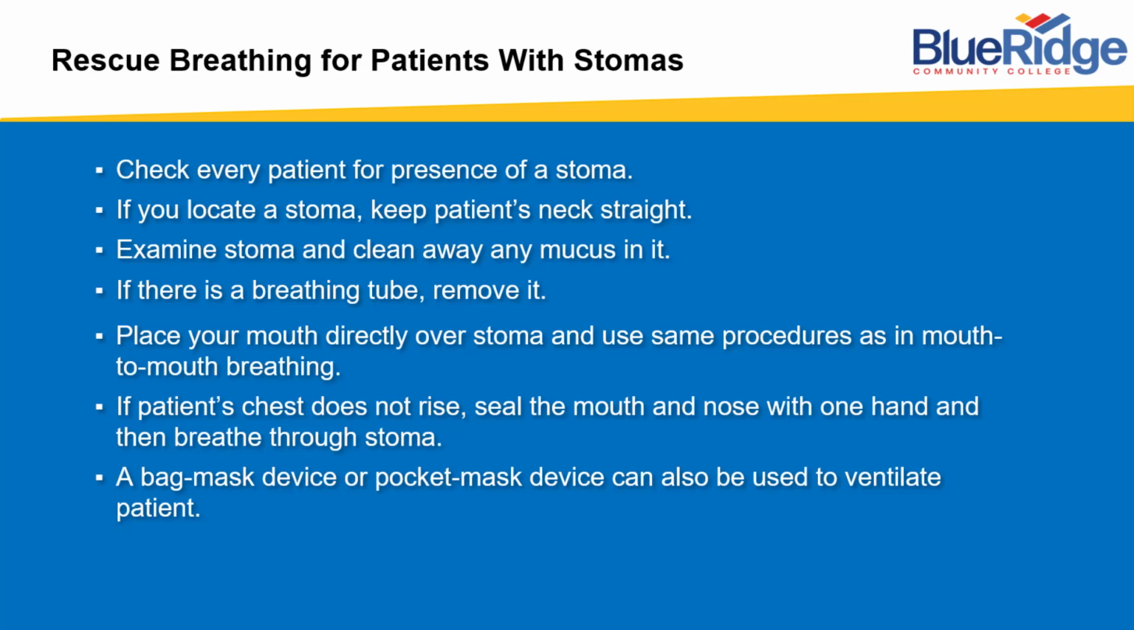It's always going to be on the front of the neck. And when rescue breathing must be given through a stoma, it is a technique known as mouth-to-stoma breathing. So if you locate a stoma, keep the patient's neck straight, examine the stoma, clean out any mucus in it, suction if necessary. If there is a breathing tube in the opening, remove it to be sure that it is clear. And then, in the absence of proper equipment, in a life or death situation, place your mouth directly over the stoma and use the same procedures as in mouth-to-mouth breathing.